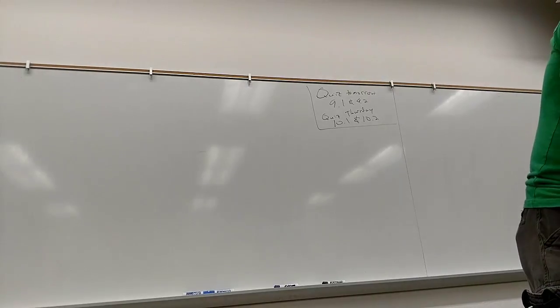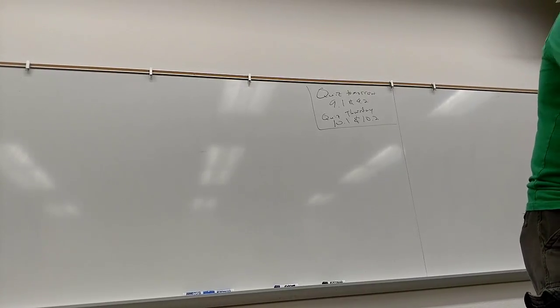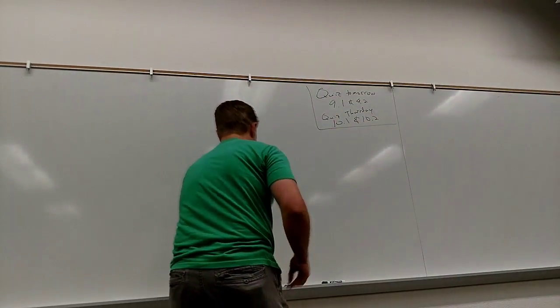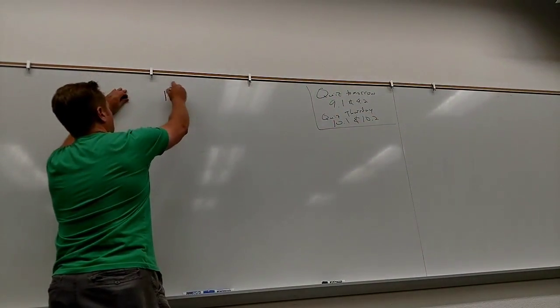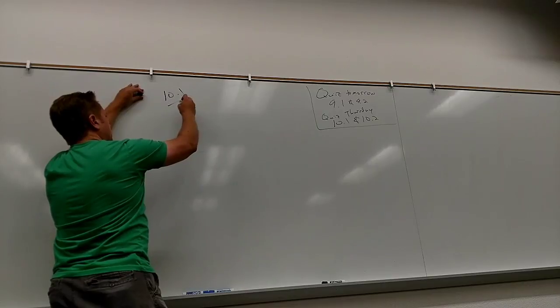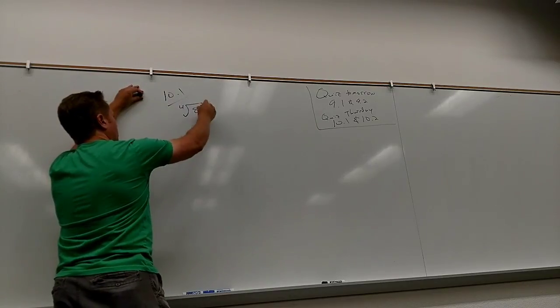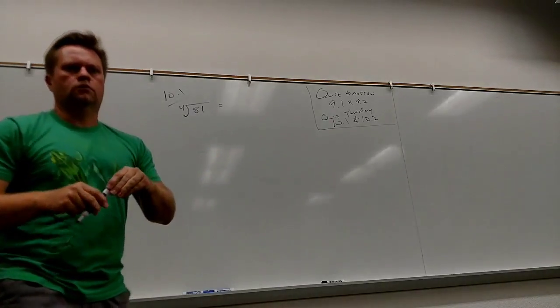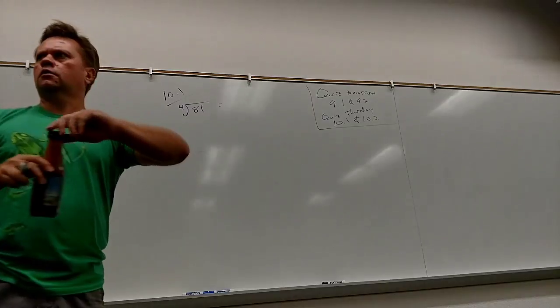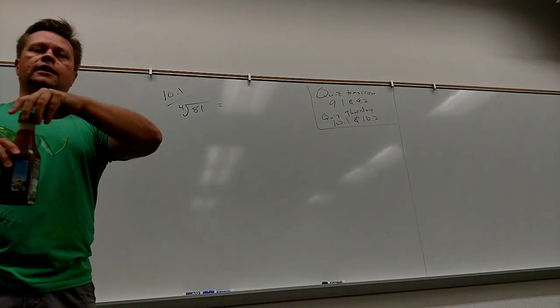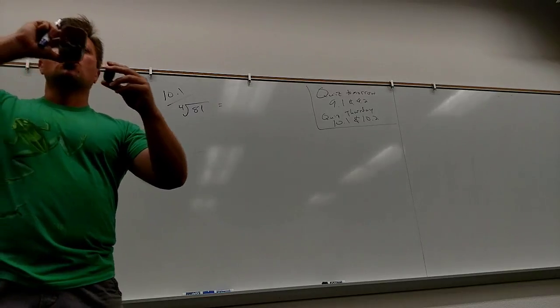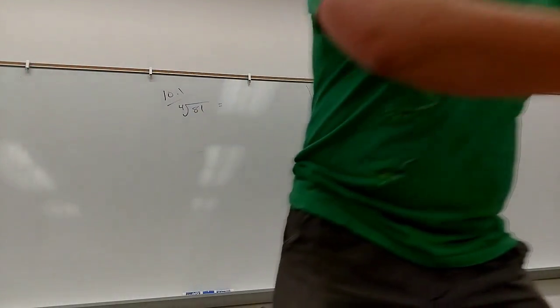So here's what happened in 10.1 and 10.2. 10.1 was really just the basics of radicals themselves. So for example, just to remind us, what's the fourth root of 81? Yeah, why is the answer 3? Exactly. It takes four 3s to make 81. I'm going to bring this back when we get there.